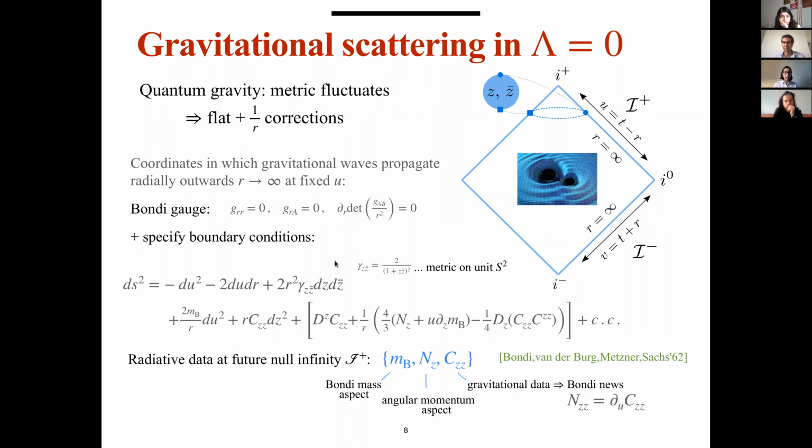The first line in this line element is just the exact Minkowski metric written in these retarded Bondi coordinates that are given by u, r, and then the stereographic coordinates z and z bar. And this gamma_{z zbar} here is just the metric on the unit 2-sphere. Now, in addition to Minkowski space, you have these 1/r corrections, which are given in the second line.